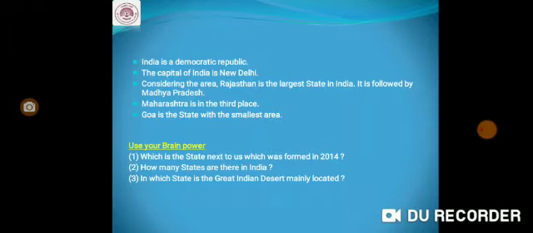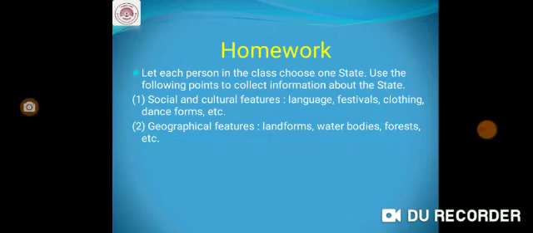Next question. How many states are there in India? So there are 29 states in India. Clear? Okay. In which state is the Great Indian Desert mainly located? Which is a desert area in India? Everyone knows it is Rajasthan. So the Great Indian Desert is located mainly in Rajasthan. Okay. Let's move on to the next slide. This is for your homework.